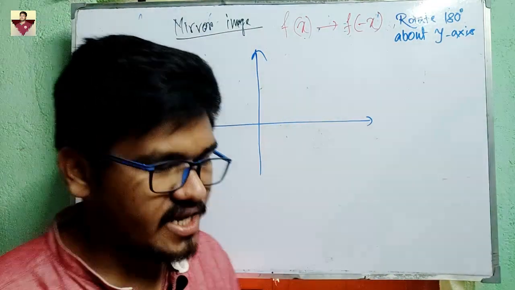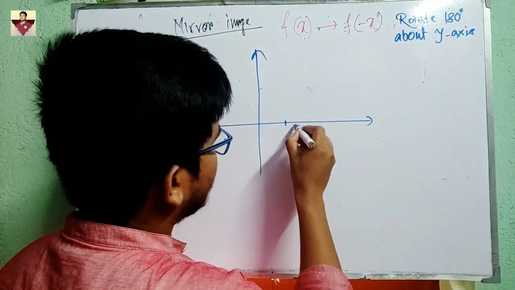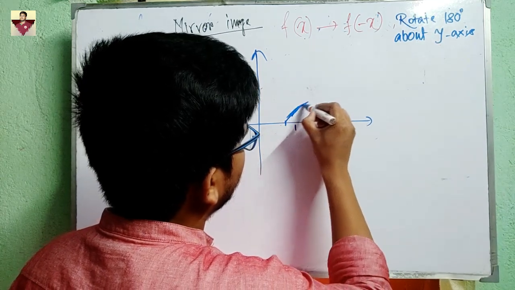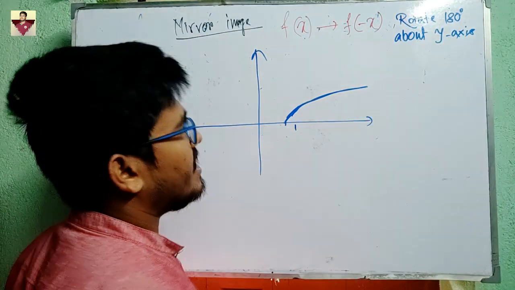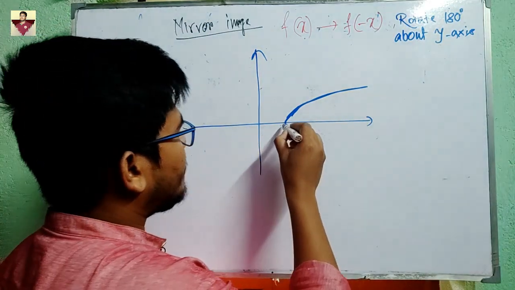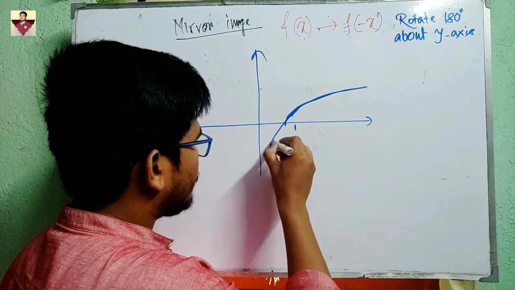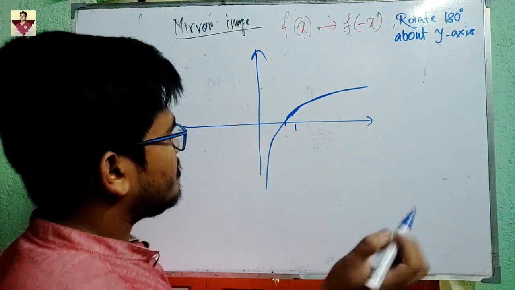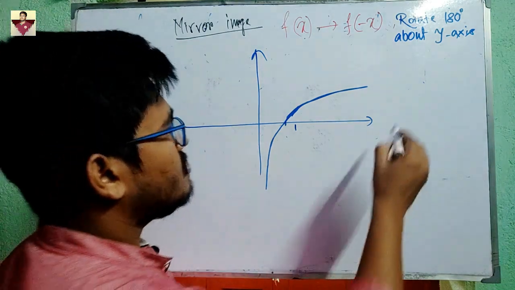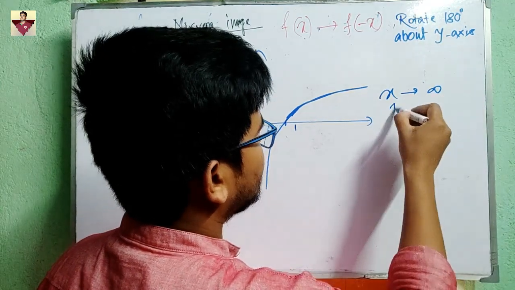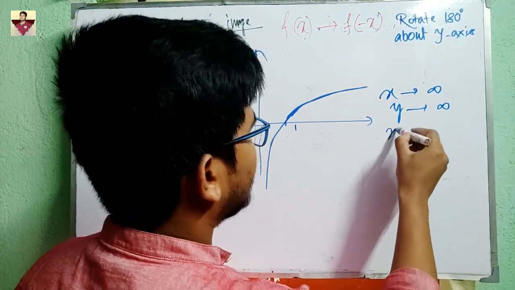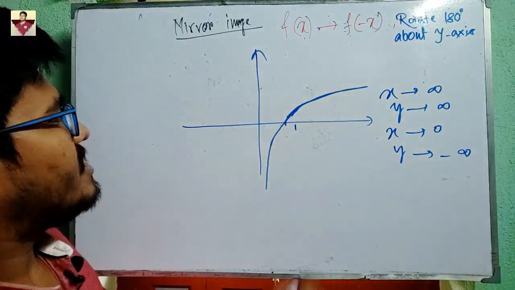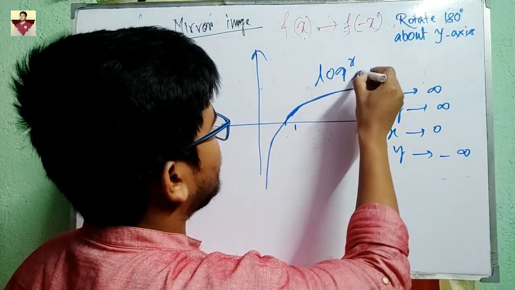Then as you know, for the log of x function, log of 1 is 0 at x equal to 1, and it will diverge slowly to infinity when x tends to infinity. Sorry, it goes to negative infinity about the y-axis for x tends to 0. So as x tends to infinity, the function slowly goes to infinity, and as x tends to 0, the function goes to negative infinity. Okay, so this is the graph for log of x.